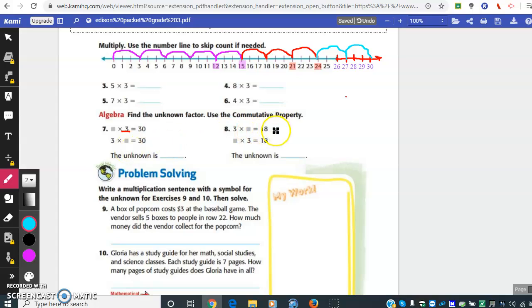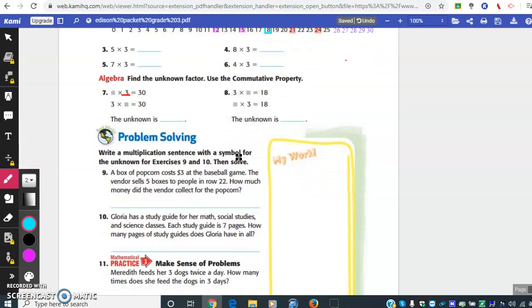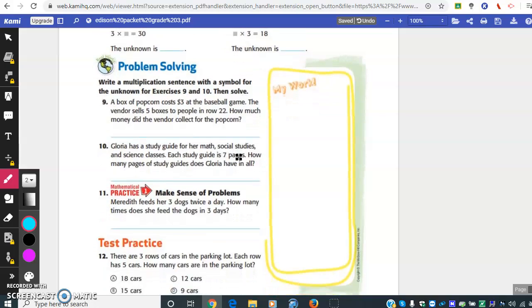Your turn now with trying to find how many jumps of 3 it takes to get to 18. 18 is right here. So all you need to do is count how many jumps of 3 it took. How many 3s make 18? All right? Moving on to the problem-solving portion.